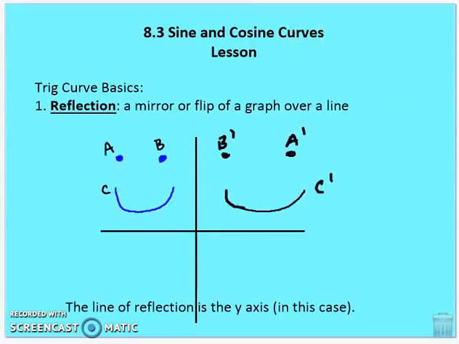Right, so just some basics. We need to talk about reflections. Reflection, and we've talked about this before in transformations, is a flip of a graph over a line. And the line is called the line of reflection. Just keep that in the back of your mind.